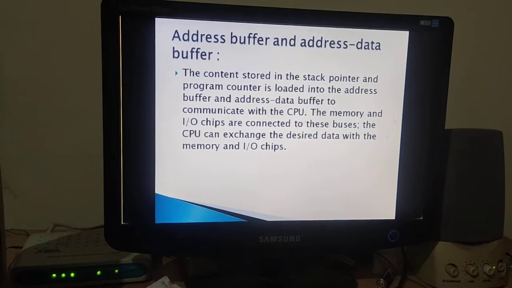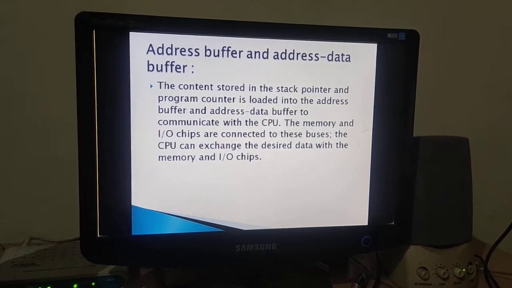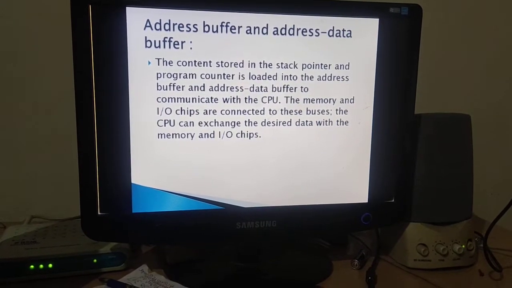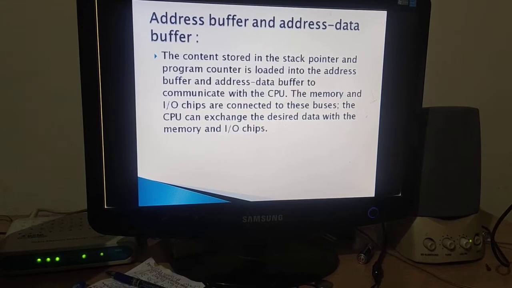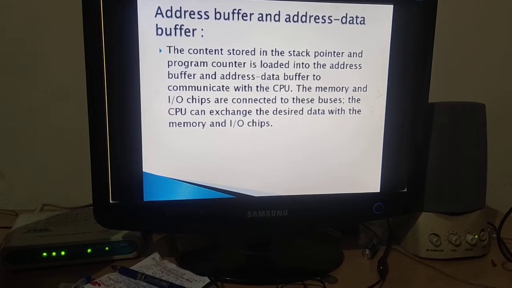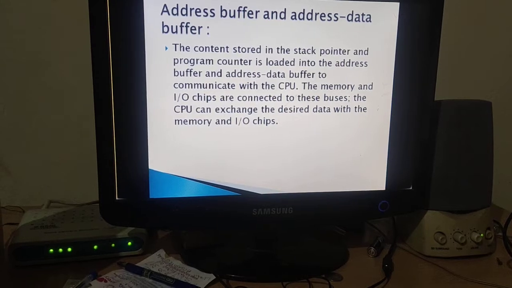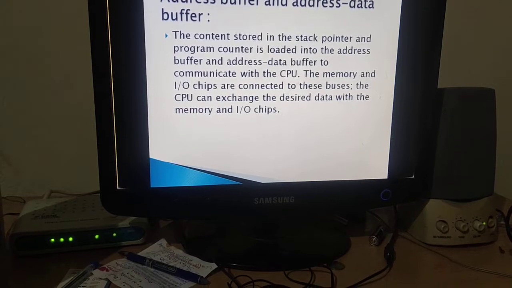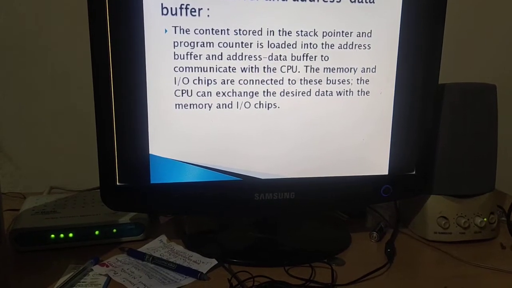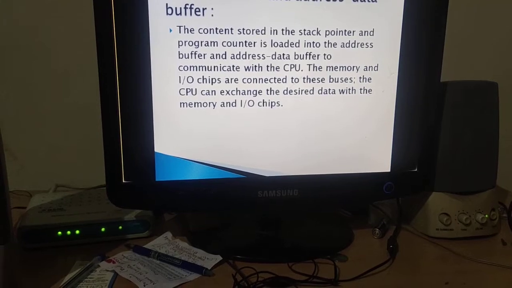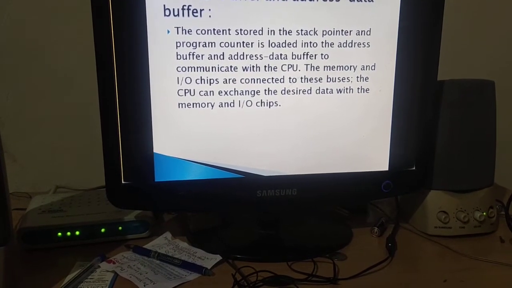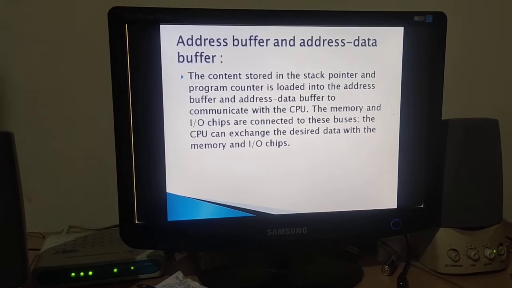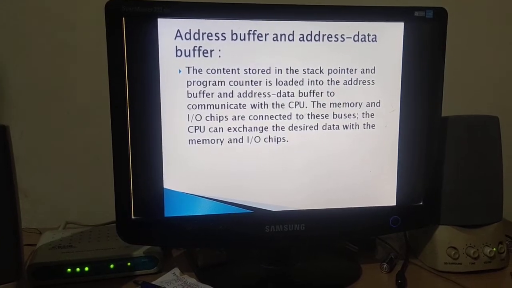And finally, for the 8085, the address buffer and the address/data buffer are basically involved in communicating between the CPU, the memory and the input output chips. The data are stored in both the data and address buffers, which hold both of them. Address/data buffer implies that at a certain instant it will act as the address bus, and at a certain instant it will act as the data bus.